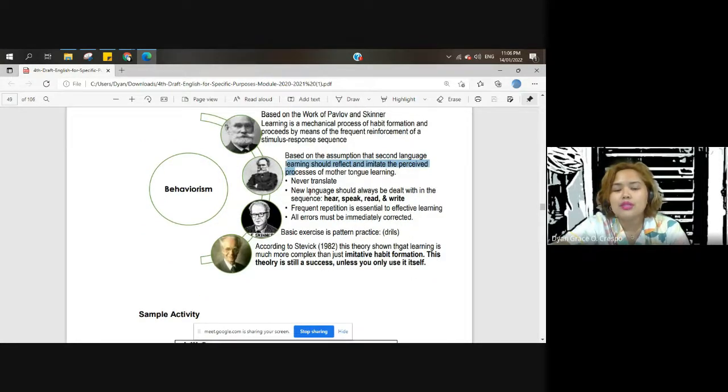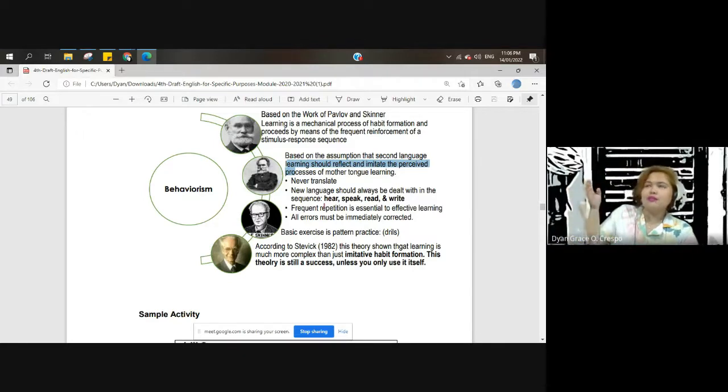In behaviorism, never translate. The new language should always be dealt with in the sequence of hear, speak, read, and write. So, for example, the sequence starts with the child hearing it. For example, okay class, this is how it is in behaviorism. Okay class, repeat after me.